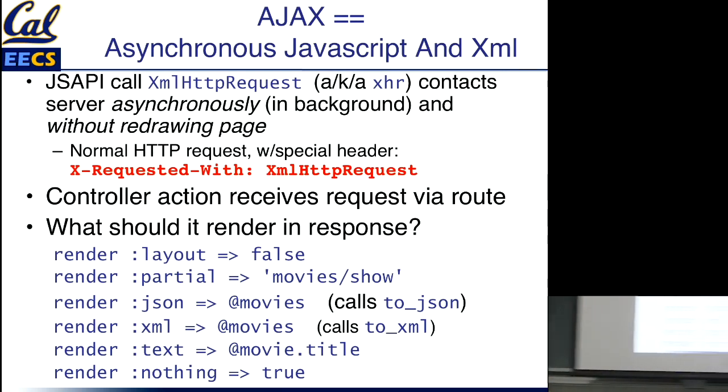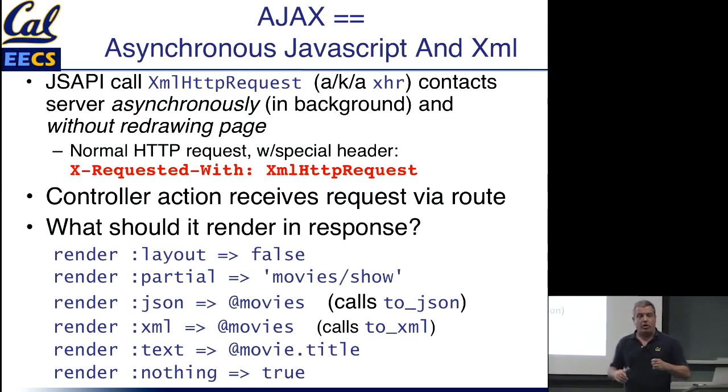But the main message here is all of the same machinery that works to render an HTML page essentially can be repurposed to render something in response to an XHR request. How do you make the request at all?